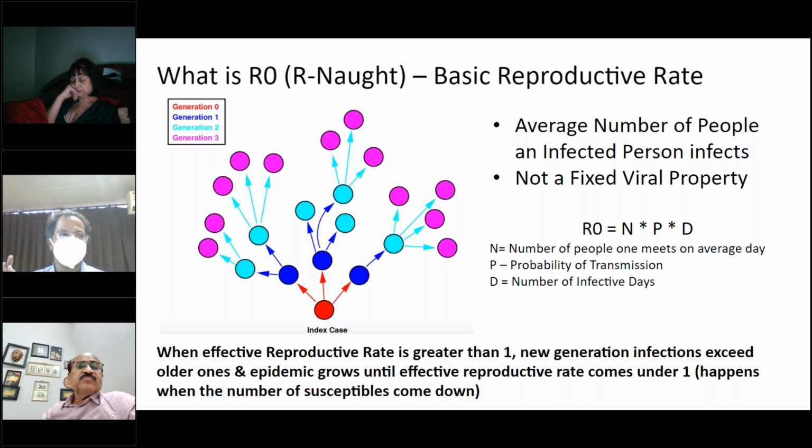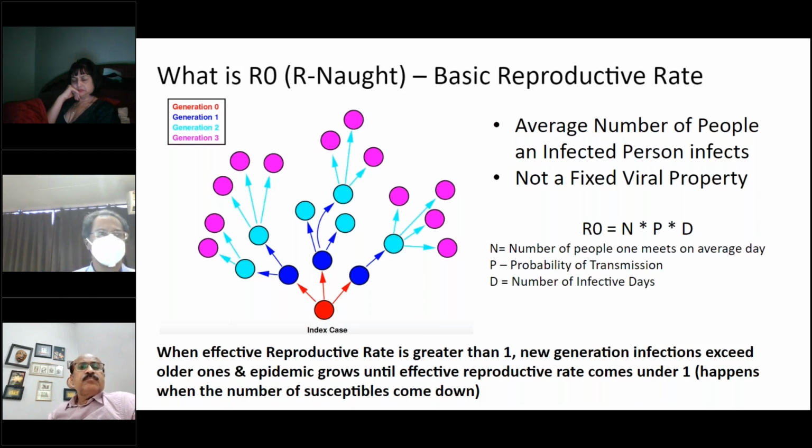And third is the number of days of infectivity. And N is the number of people you meet, basically the kind of social network you have. You meet more people, you are more likely to get infected, and you are more likely to spread. So this helps understand social and physical distance.